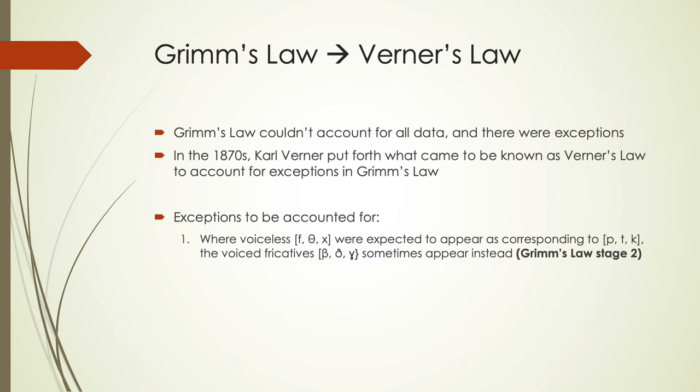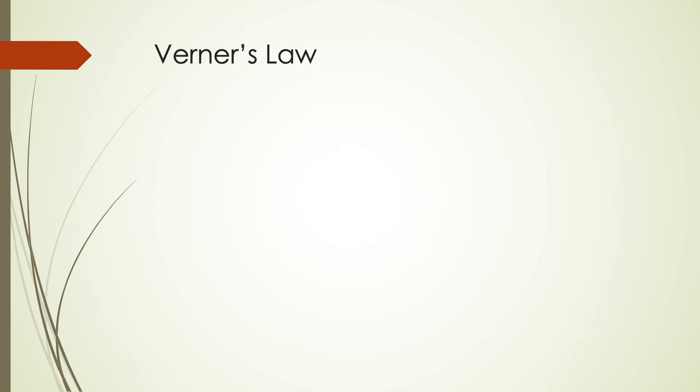And then also he was noticing that in some cases where s would be expected to switch to z between voiced sounds, you're instead finding an r. So this is affecting stage five of Grimm's law. So Verner's law was aiming to explain why the exceptions that were found actually occurred. So this is applying to the results of Grimm's law.